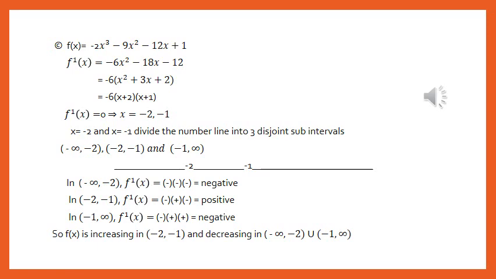So in whichever intervals f dash x is negative, there f of x will be decreasing. And in whichever interval f dash x is positive, there f of x will be increasing. So we say f of x is increasing in minus 2 to minus 1 and decreasing in the open interval minus infinity to minus 2 union minus 1 to infinity. This is the procedure, or this is the step to be followed in deciding the intervals in which a function is increasing or decreasing.